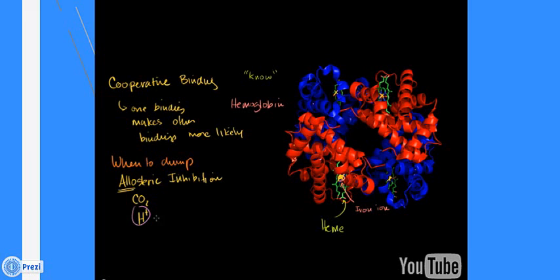Now you're saying, wait, what about this acidic environment? How does this come into play? Well, it turns out that most of the carbon dioxide is actually dissociated. It does go into the plasma, but it actually gets turned into carbonic acid. So I'll just write a little formula right here.